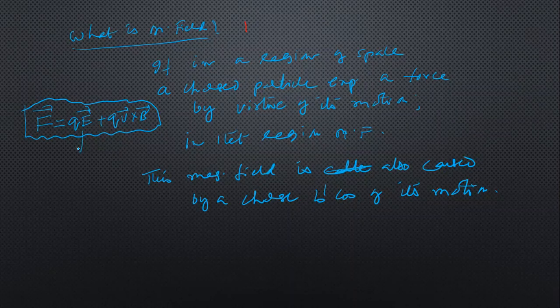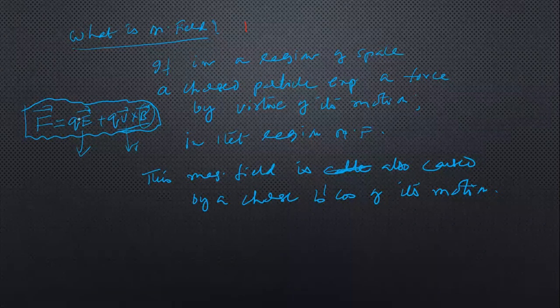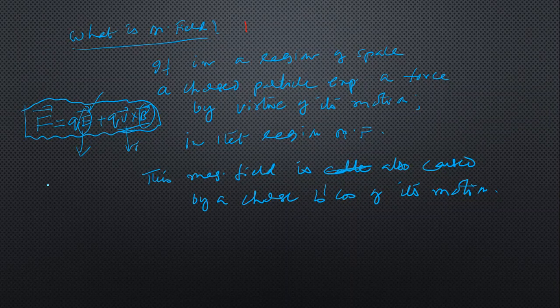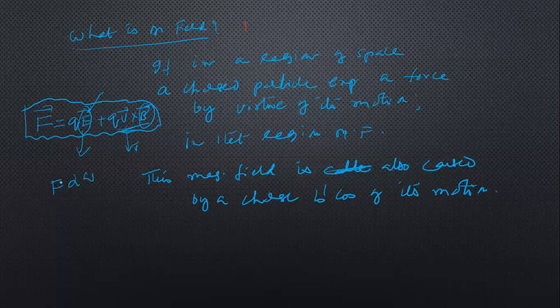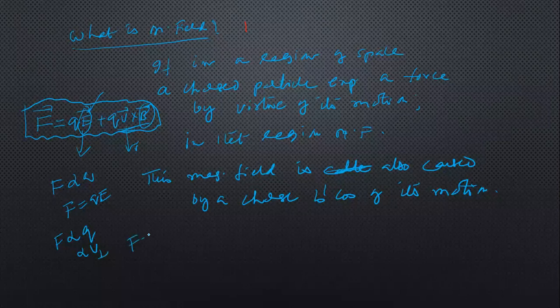This force will be there even if the charge is at rest. But this force will be there only if the charge has velocity. This constant is called magnetic field. This constant is called electric field. One force is proportional to Q, which is stationary. So the proportionality constant is electric field. One force is proportional to Q and as well some V component, V perpendicular. So that proportionality constant is what we call B, magnetic field.